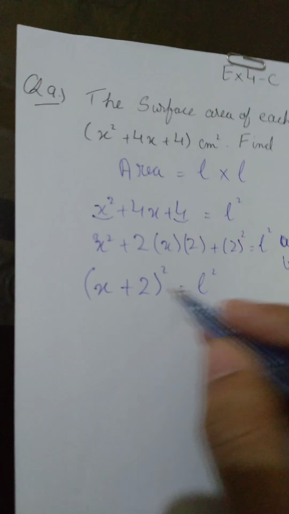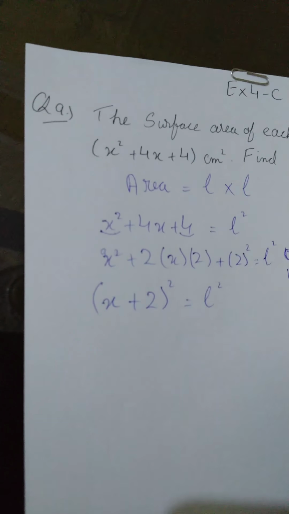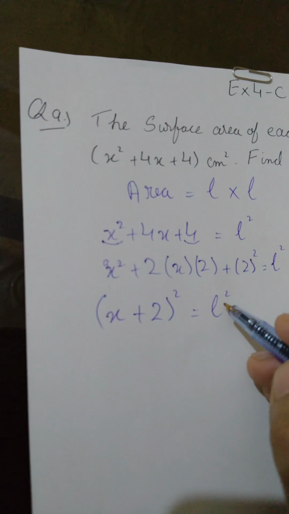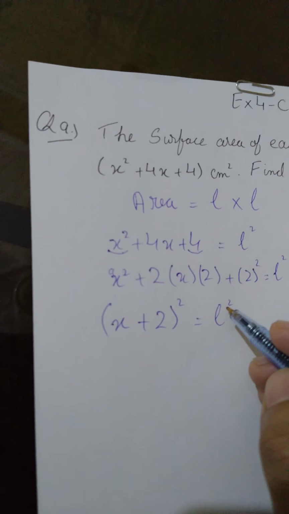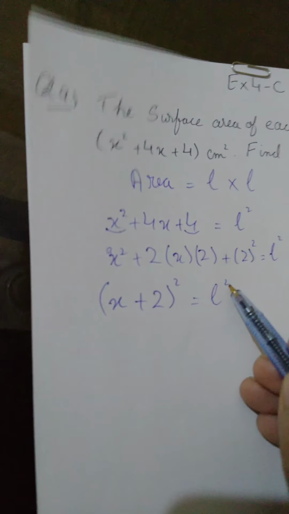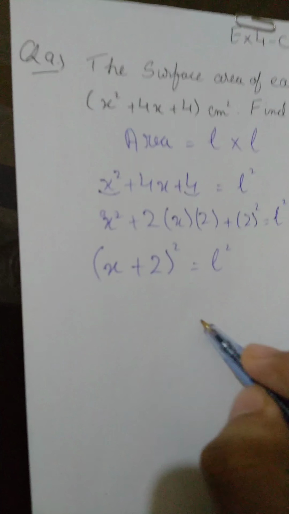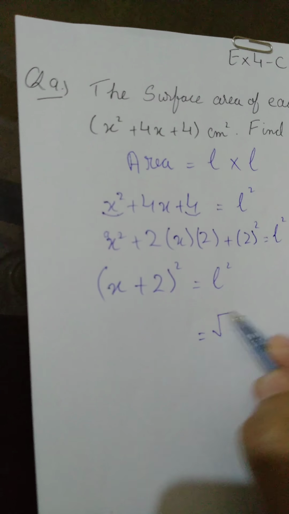Now L square equals this, which you can see is pretty simplified, but I don't want the answer of L square, I want the answer of only L. So whenever there is a square, how can we remove the square? It's very easy, we have done this previously. Take the square root on both sides.